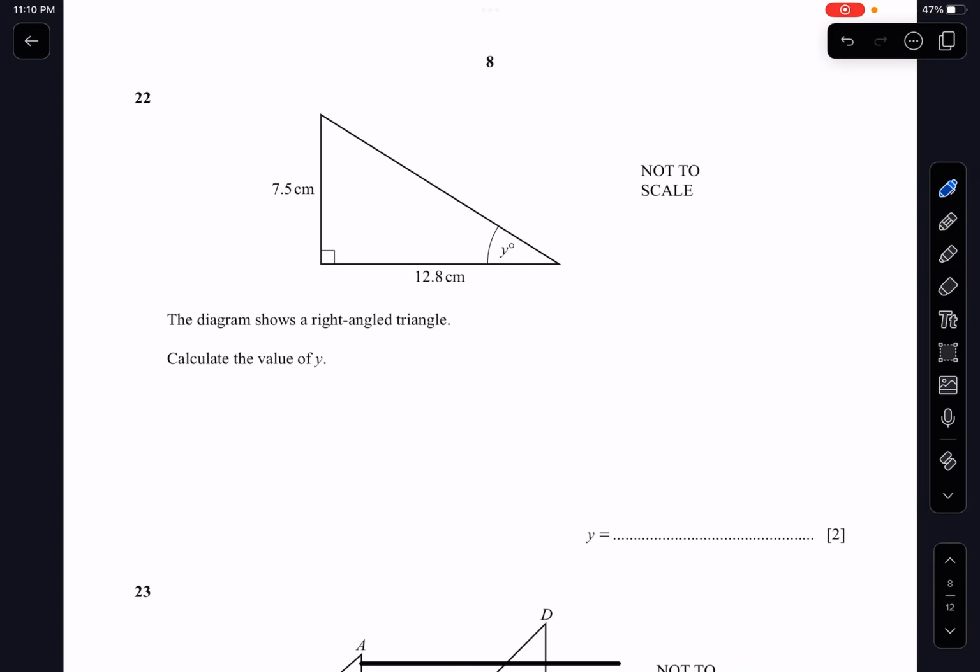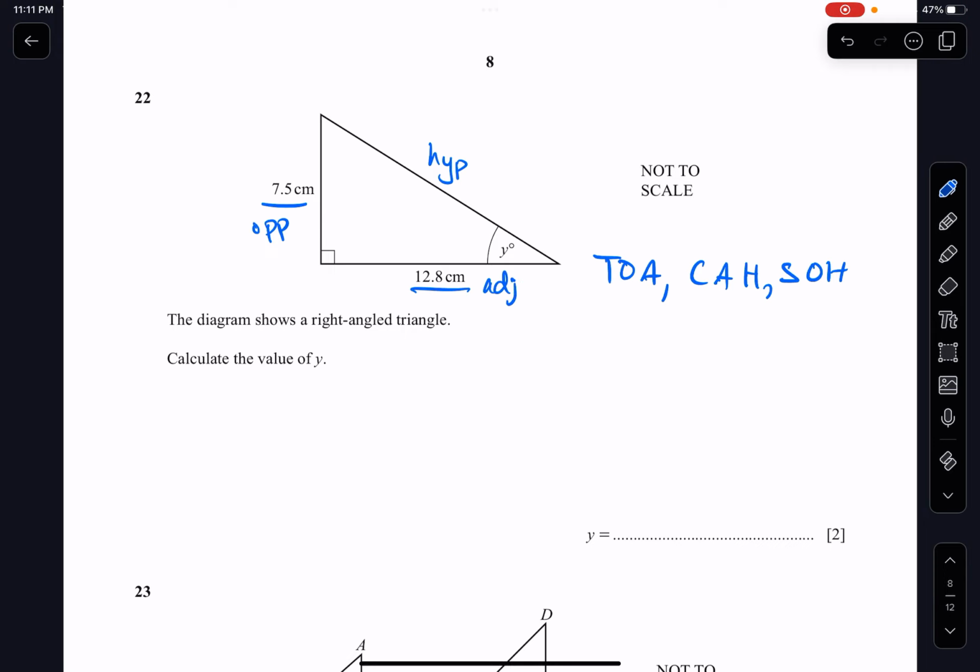Okay, let's move on. Okay, question 22. The diagram shows a right angle triangle. Calculate the value of y. Okay, so when we have a right angle triangle, and we have two sides, yeah, so I have this, I have this. So we have to use our trigonometry ratios. So 3 of them. So let's name the sides first. So this will be the hypotenuse. So this will be the opposite. And this will be the adjacent.